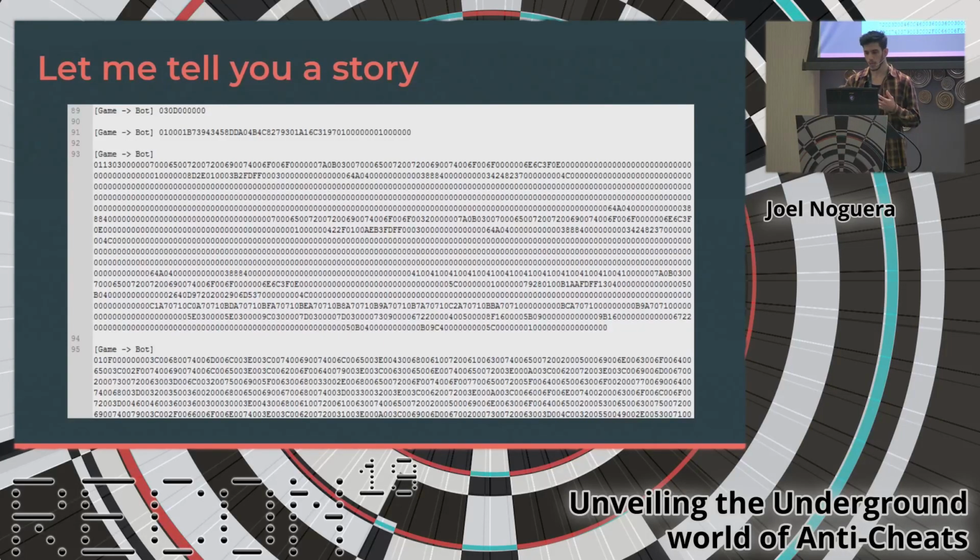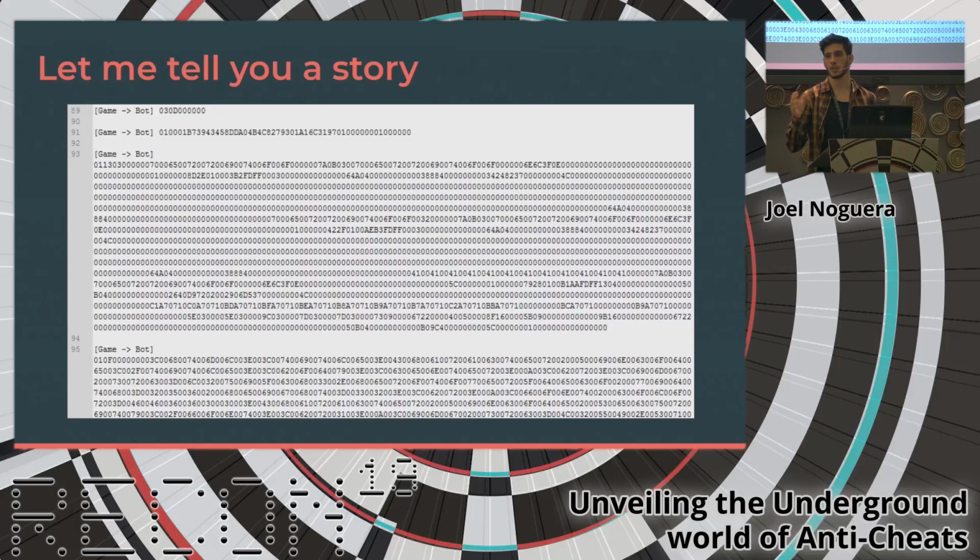After some more reversing of the game, we saw that what the cheat was actually doing was hooking the main function to send and receive packages in the game. So all that you see here are the raw messages that the game is taking, ciphering, and sending to the server.